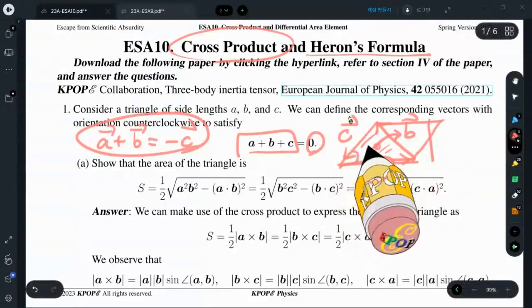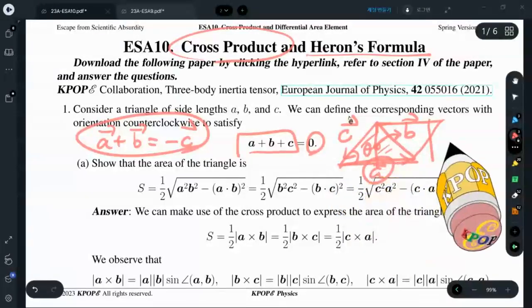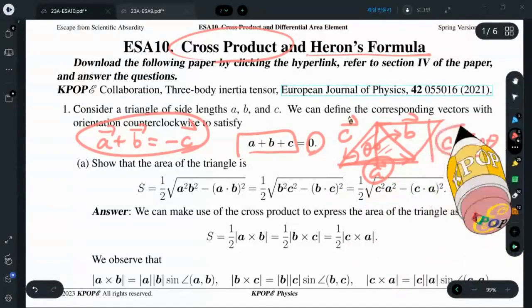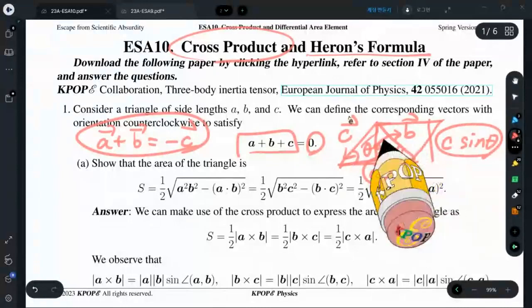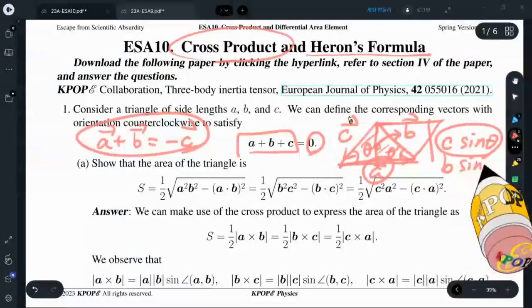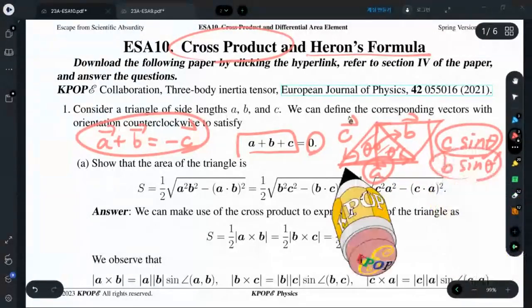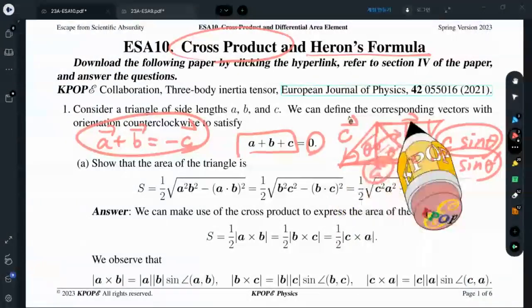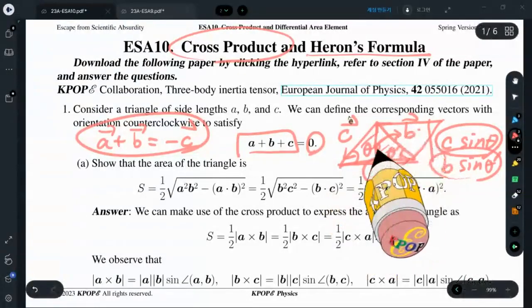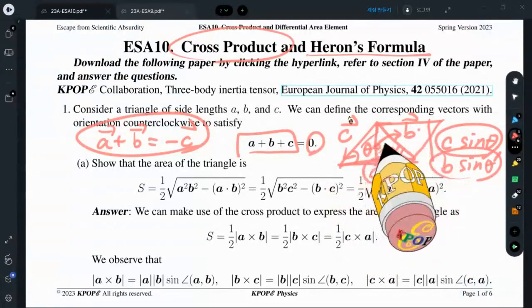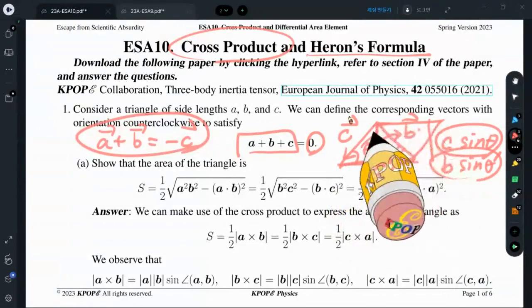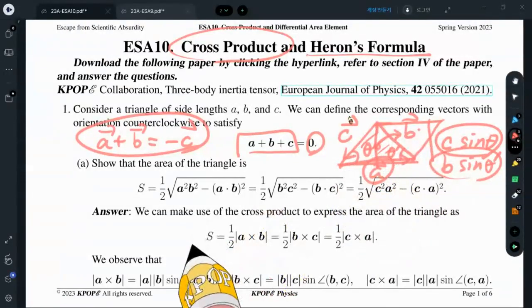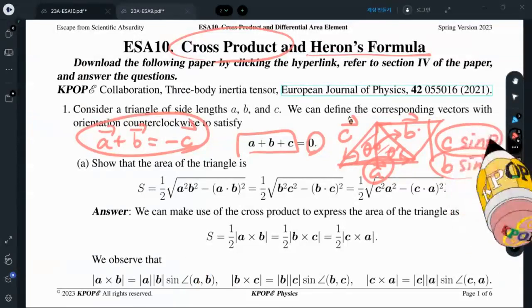If I choose C, there is an angle. C sine theta will be the height. Or if I choose this angle theta prime, then B sine theta prime will be the height. So base times height is the area of a parallelogram. And because these two areas are the same, the congruent triangles, therefore the area of a triangle is the area of a parallelogram multiplied by 1/2. Okay, that's it. But how can I compute the sine?